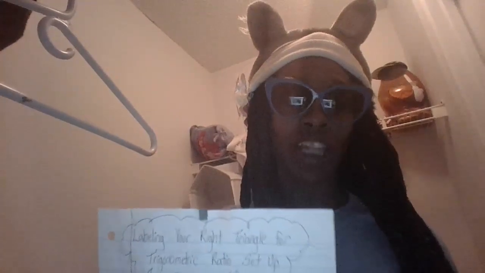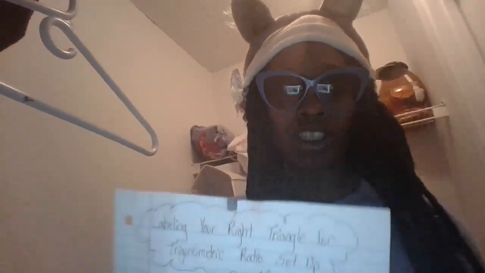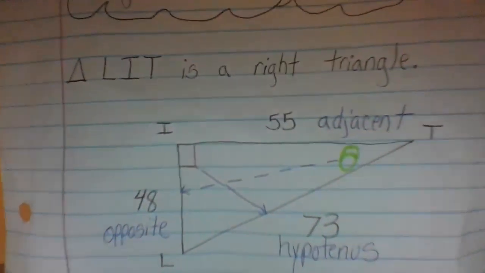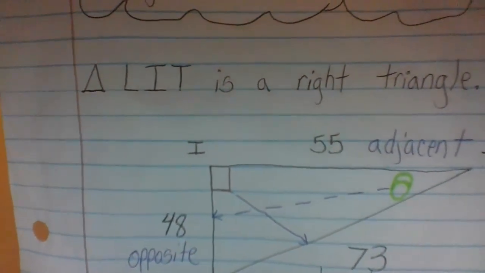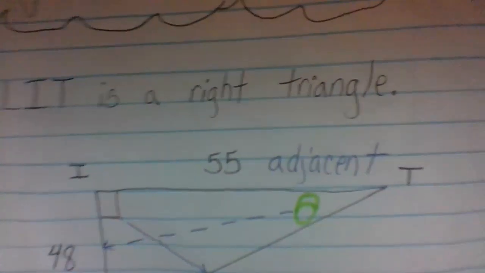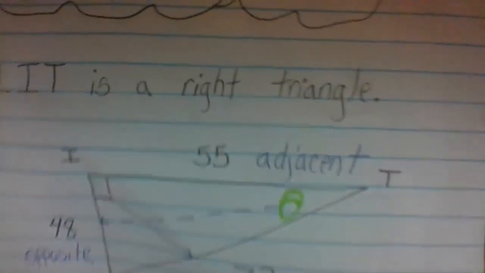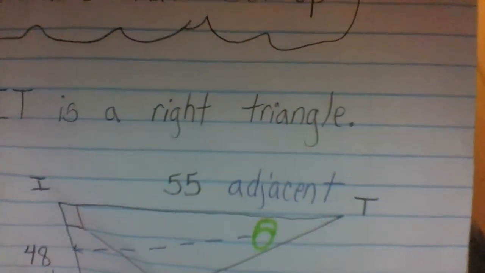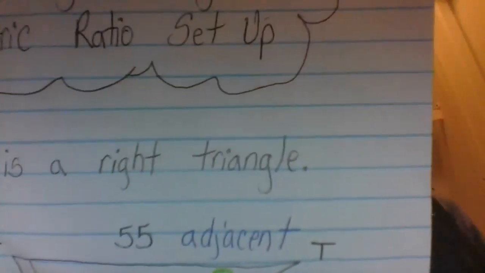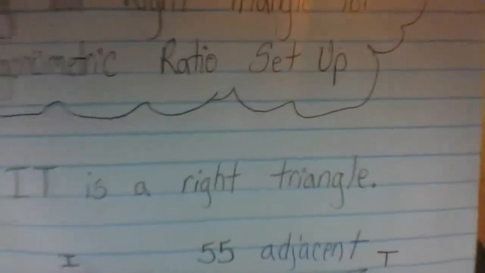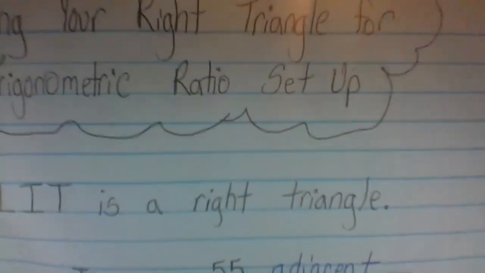So, I noticed that you all need help identifying the different parts of a right triangle. That's what I'm going to try to cover here, so that it'll help you set up the trigonometric ratios that you needed to do in the worksheets and that they were talking about in the videos. Looking at this example, we've got triangle LIT. Triangle LIT is a right triangle, and you can tell because that 90-degree angle symbol is letting you know there is a 90-degree angle in this triangle. Therefore, that makes triangle LIT a right triangle.